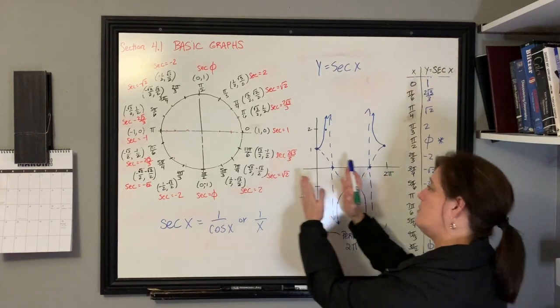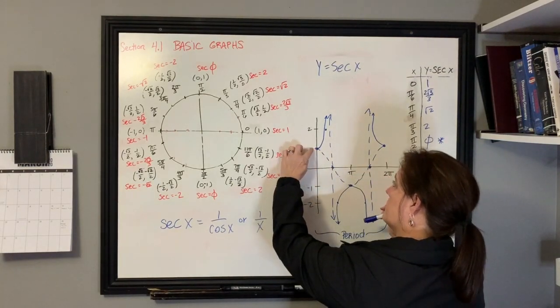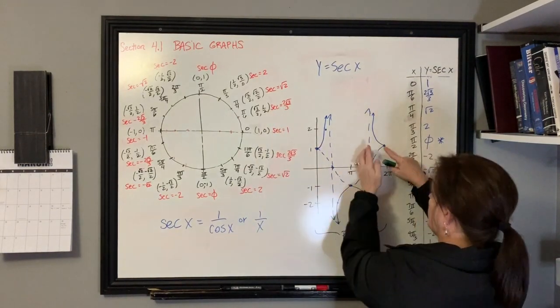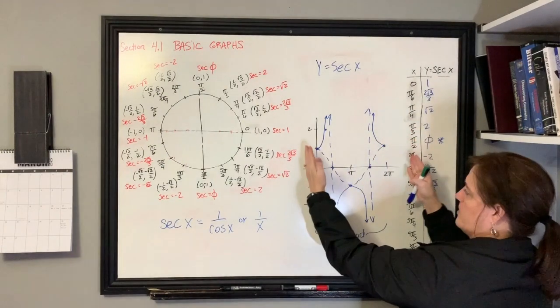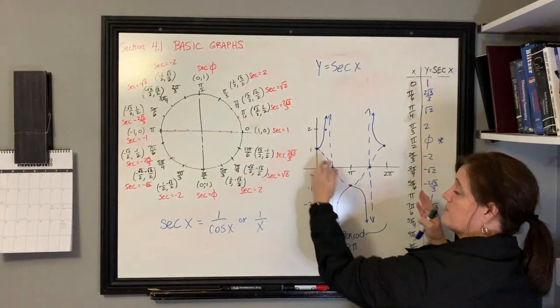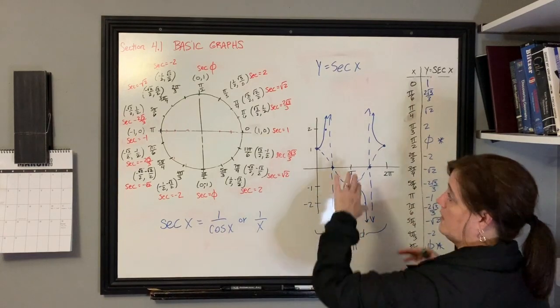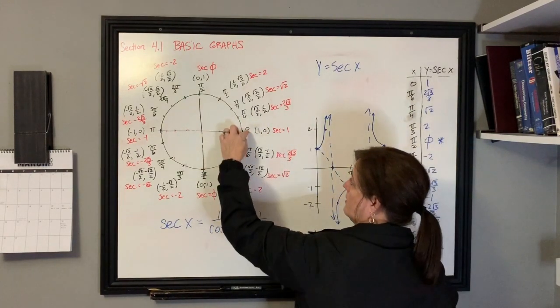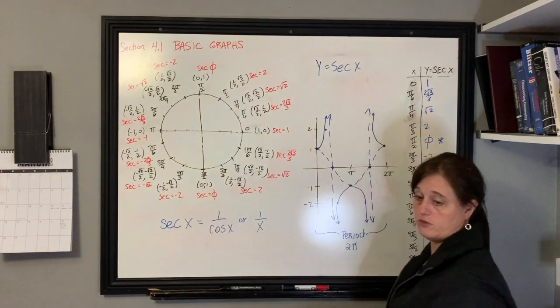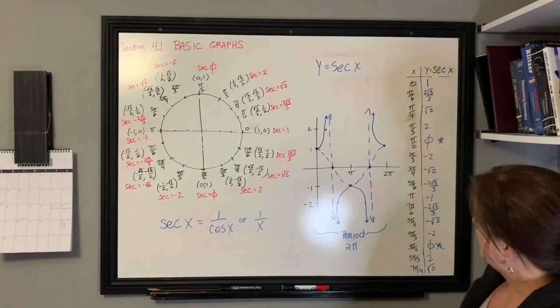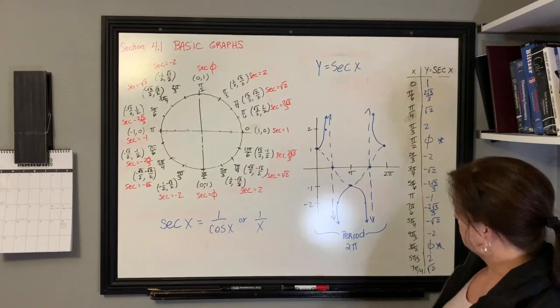Now, if I were to continue on this way, we would get to see the rest of this, but within one period, that's what it looks like. If I go around the circle again, I'm just repeating those same values, no new values are introduced. And that's pretty much this secant function.